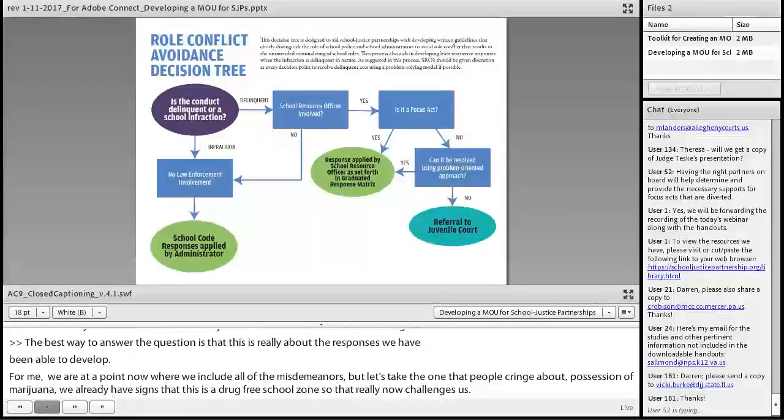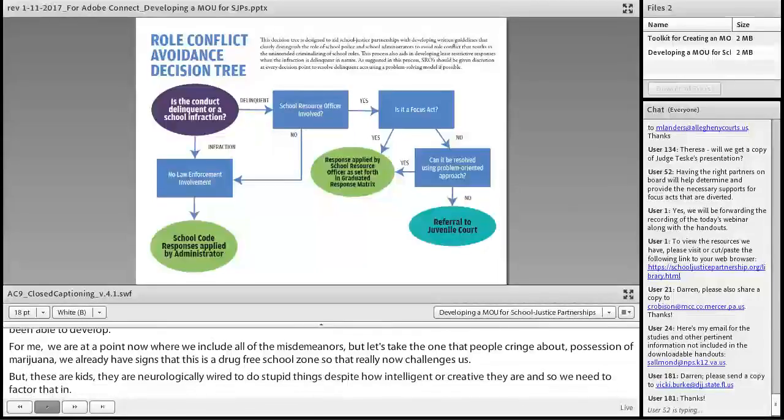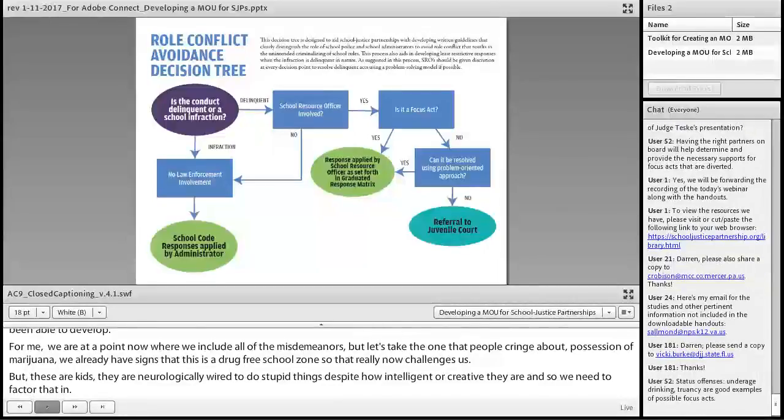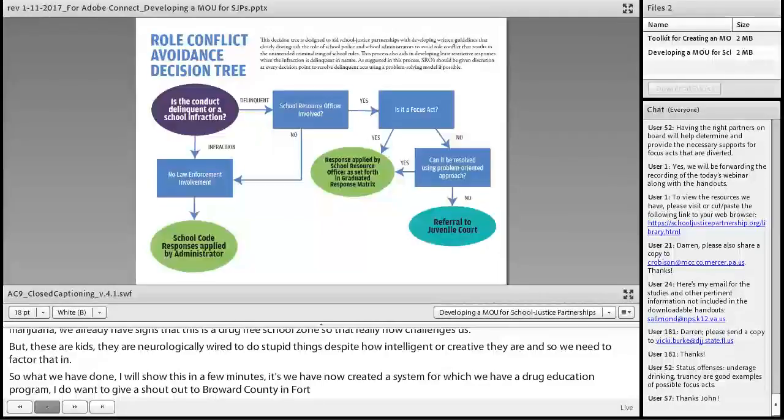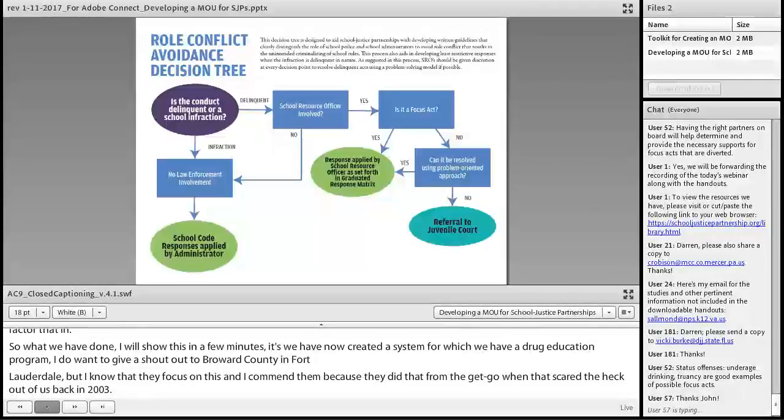So what we've done, and I'm going to show this later in just a few minutes, is create a system in which we have a drug education program. I want to do a shout-out to Broward County down in Fort Lauderdale, and there are others I can share as well, but I know they focus on that, and I really commend them because they did that from the get-go, which scared the heck out of us back in 2003. But anyway, drug awareness program. Sometimes we have kids we feel may need help, so we have a system now to have them assessed. We also have a system in which our probation officers volunteer in a discreet way to help ensure that they're remaining drug-free, that we test them privately and confidentially on campus with the consent of their parents. So that's one extreme.